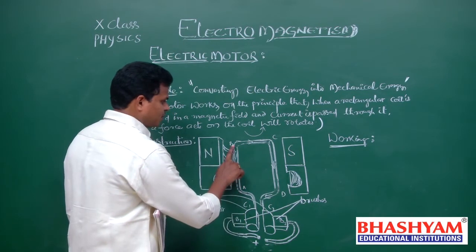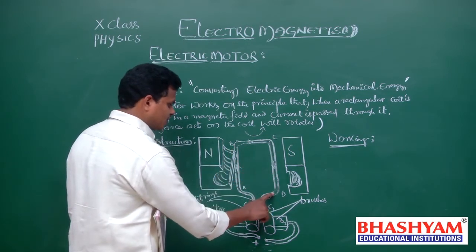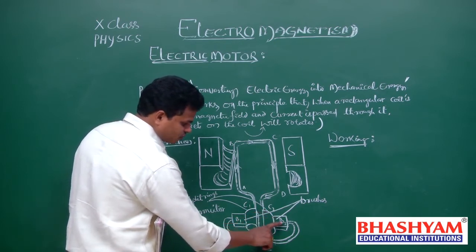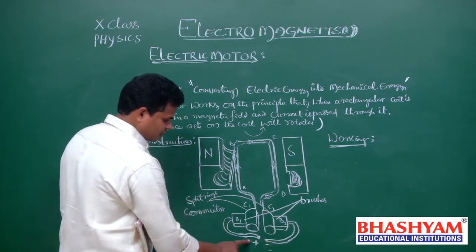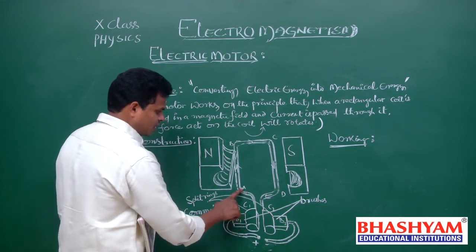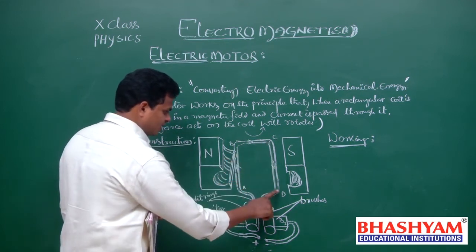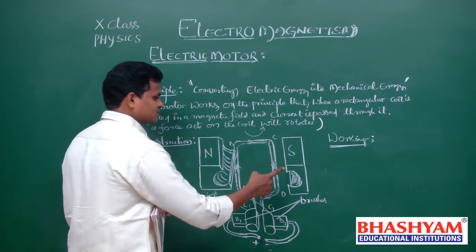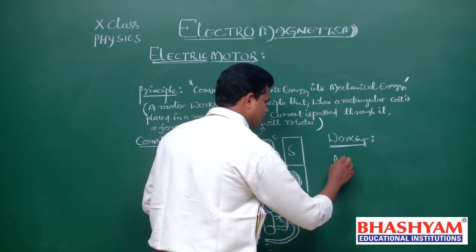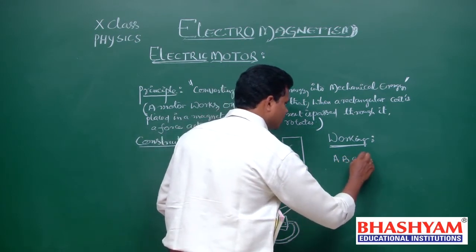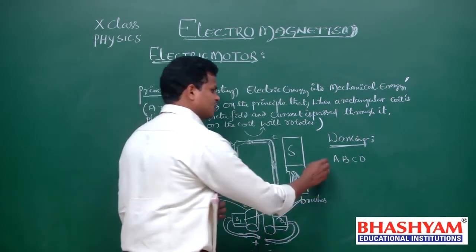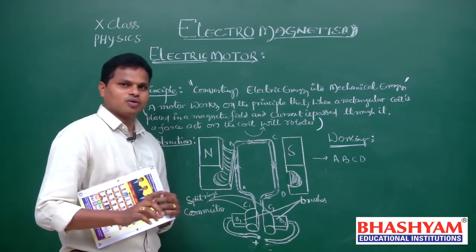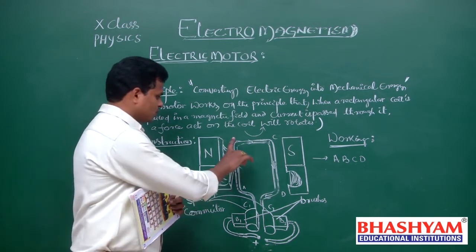Now the direction of current: A to B, B to C, C to D, D to C2, C2 to B2, the negative terminal. Again B1 to C1, A to B, B to C, C to D, D to C2, C2 to B2, like this. The direction of current in the coil is A to B, C to D. This is the direction of current in the coil. Now apply the right hand rule at arm AB.